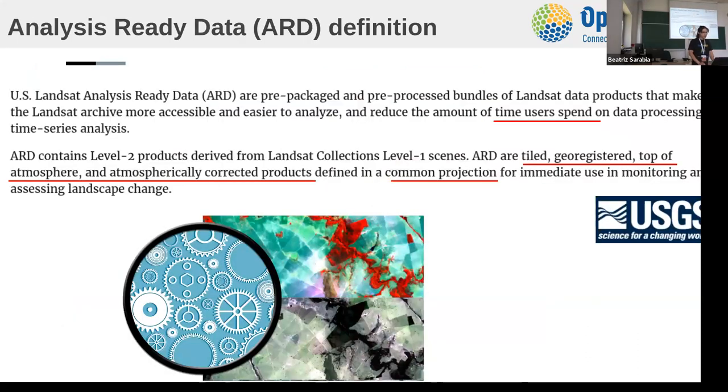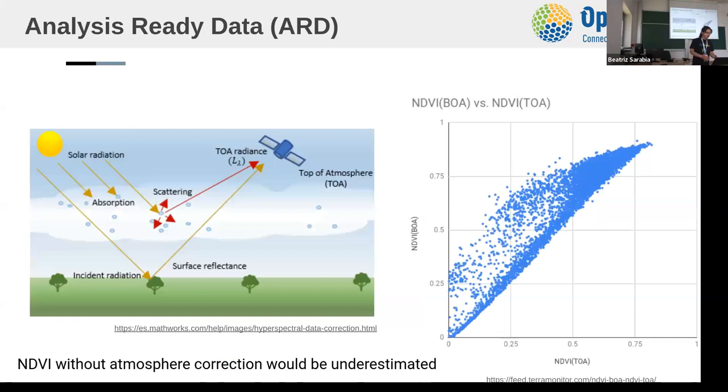So, analysis-ready data. This idea, I just want to emphasize, like USGS, the Landsat analysis-ready data already hosted by them. They are tiled, geo-registered, and they are top of atmosphere and atmospherically corrected products. They are stored in a common projection so that everything is in line. You have clear metadata to use that data set. And let's talk about atmospheric correction.